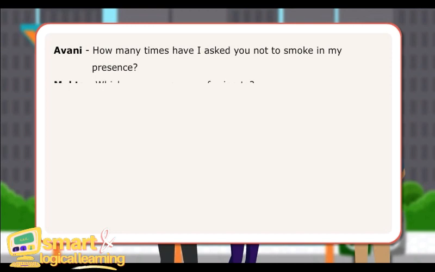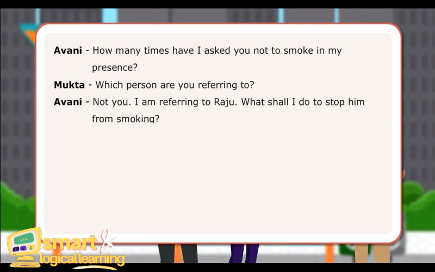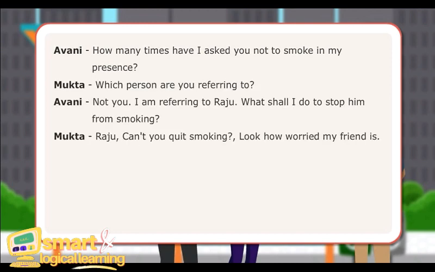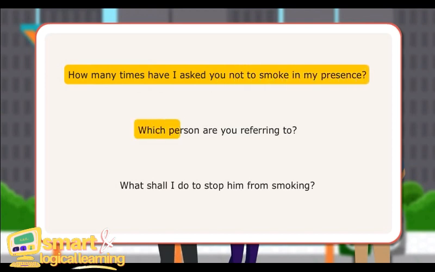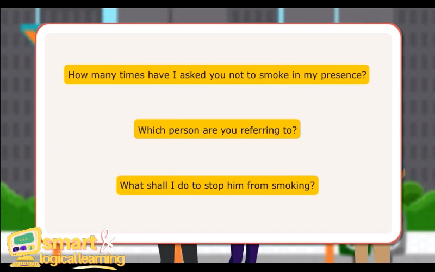In the conversation, the friends have used question words like how, which, and what. Here are the example sentences. How many times have I asked you not to smoke in my presence? Which person are you referring to? What shall I do to stop him from smoking?